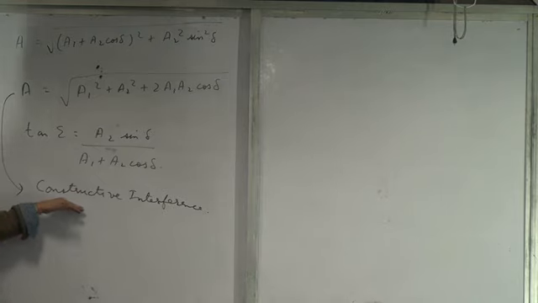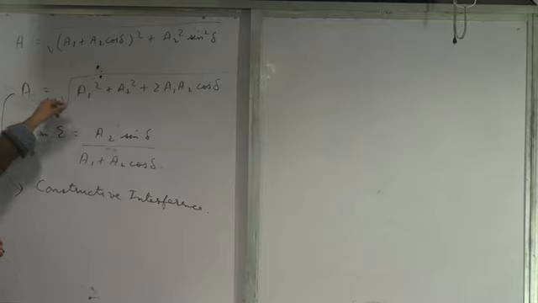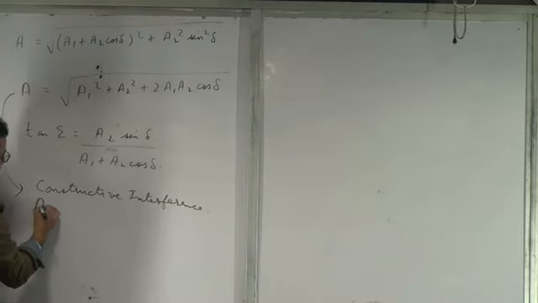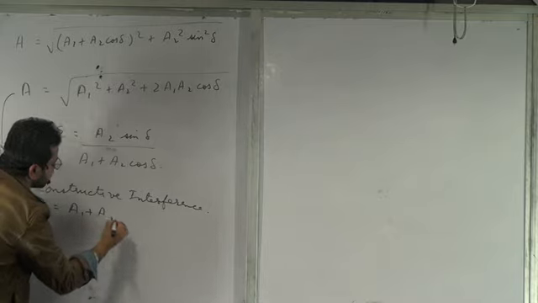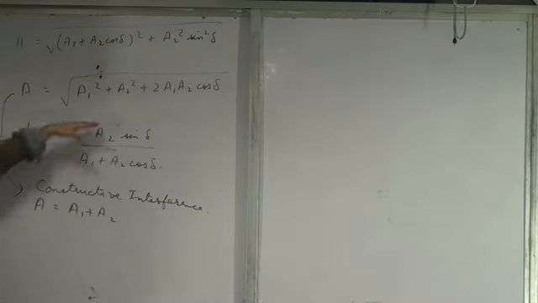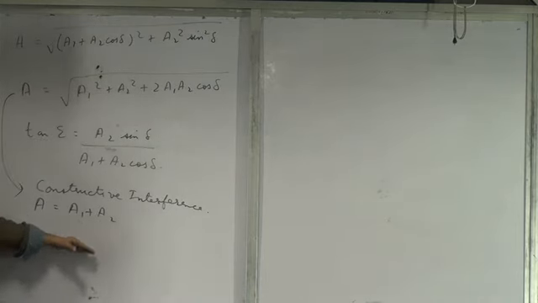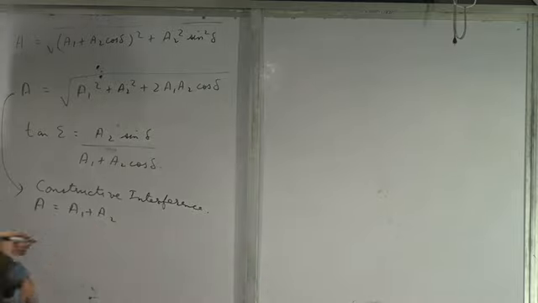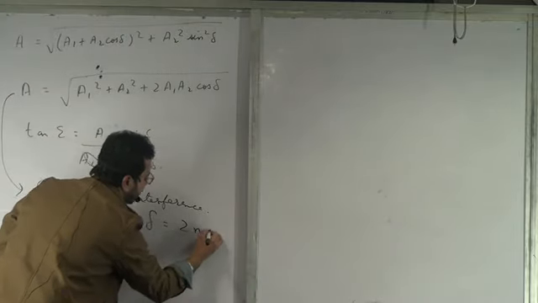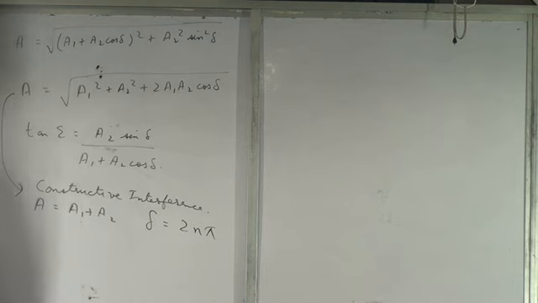From this equation, constructive interference means the amplitude will be maximum. When can I have the amplitude maximum? When the resultant is a1 plus a2. If you assume them to be vectors, that is the maximum magnitude of the resultant. And when does this happen? When delta is equal to 2n pi: 0, 2 pi, 4 pi, 6 pi. Is that correct? So that is constructive interference.